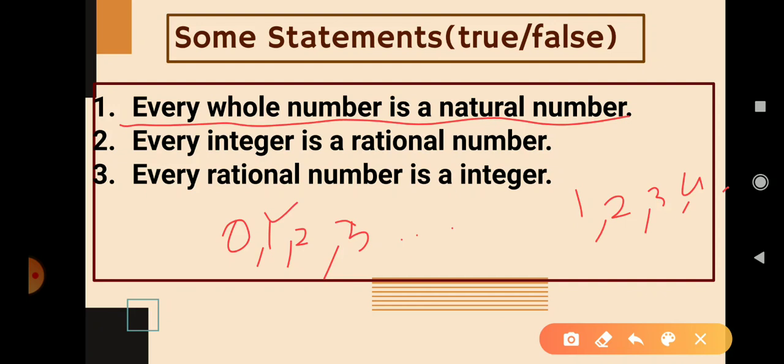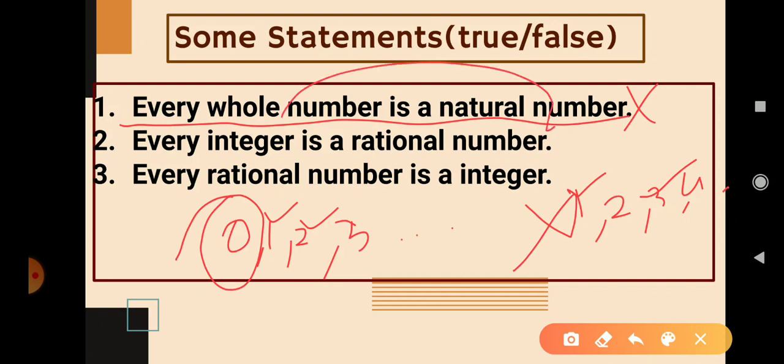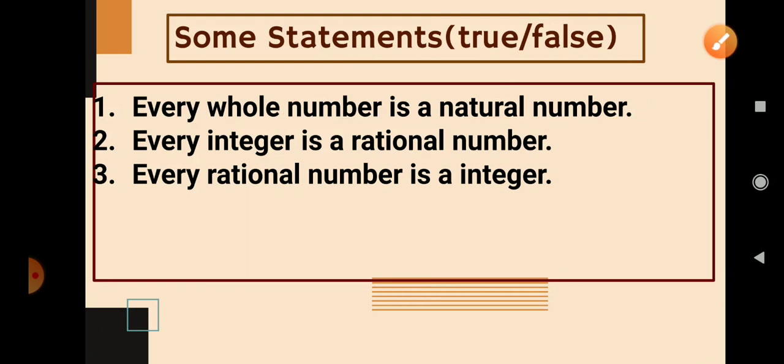Yes, if I consider 1, it is a natural number. If I consider 2, it is a natural number. But if we consider 0, it is not a natural number. It is not present in the natural numbers. So this statement is wrong. We can't say every whole number is a natural number. But the reverse is true: every natural number is a whole number. Yes, 1 is present here, 2 is present here, 3 is present here.